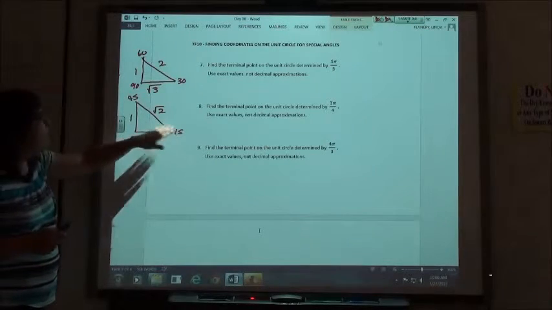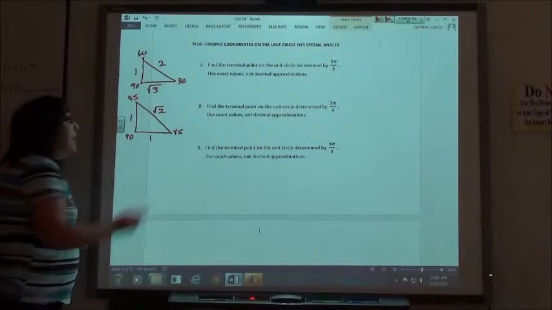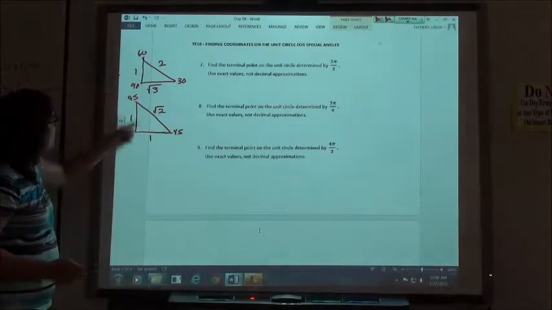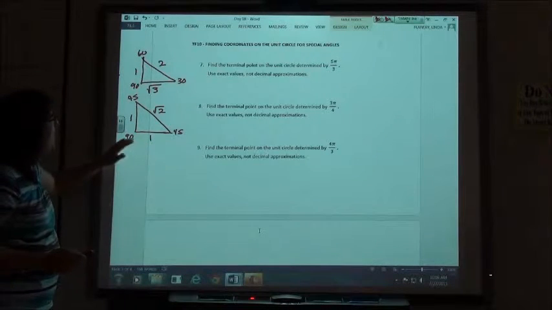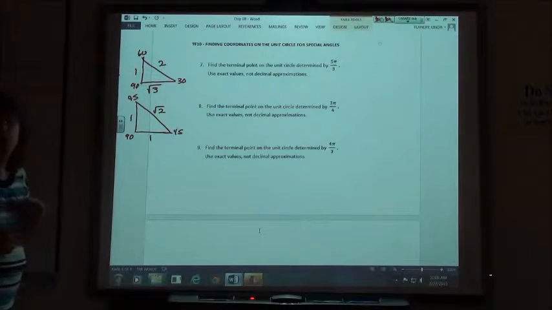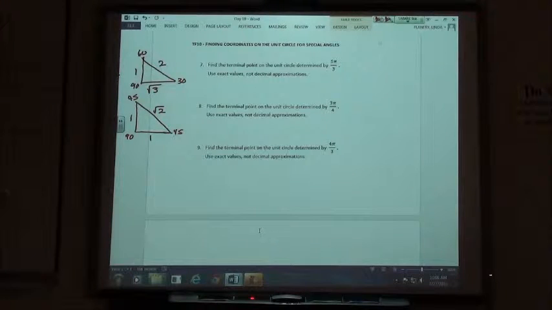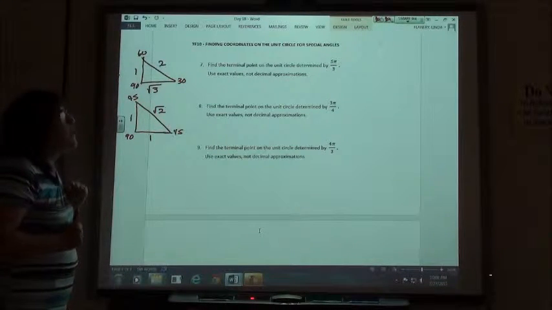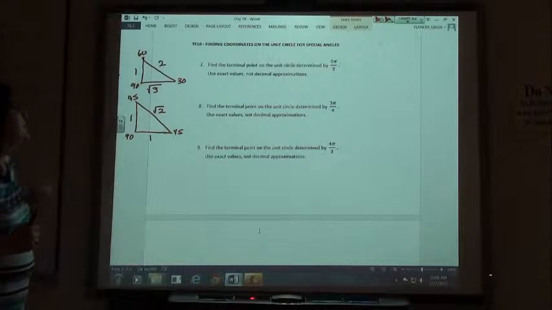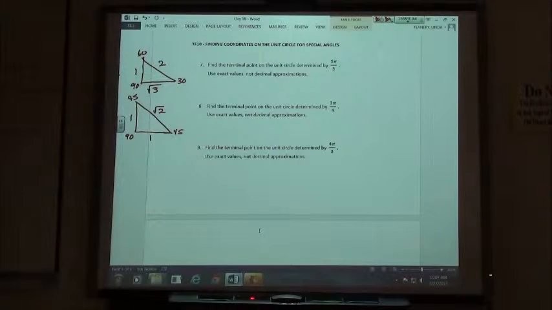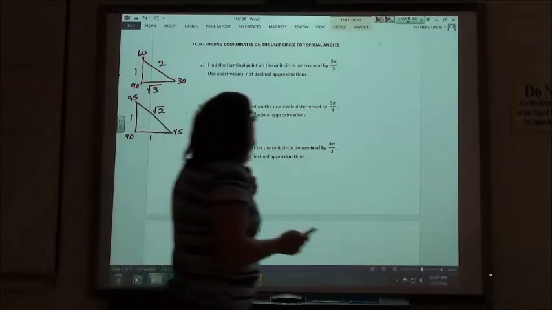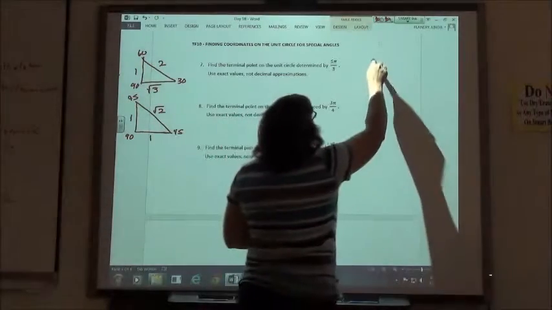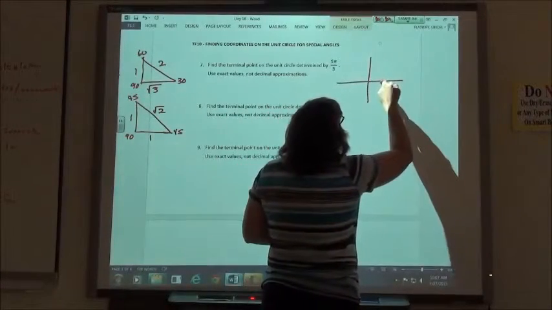When we have a 45, 45, 90 triangle, the sides opposite the 45s will each be 1. That makes the length of the hypotenuse the square root of 2. A squared plus b squared equals c squared. So the ones opposite the 45s will always give us 1 unit, and that makes the hypotenuse square root of 2. So when we are looking for the points, we're thinking about where is that angle in our circle.